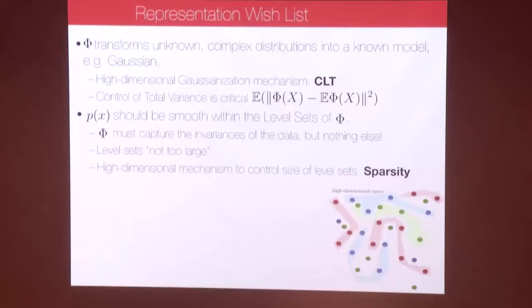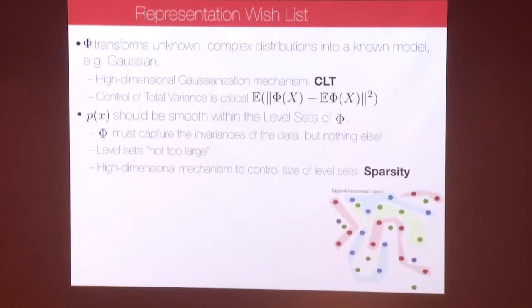In order to ensure that you have this central limit theorem, you have to control the total variance of your representation. You will see that this becomes critical. The other property that this model requires is that the sufficient statistics need to match the smoothness of the density, in the microcanonical ensembles. This model means that if the sufficient statistic doesn't change, the density doesn't change. So I need some form of smoothness with respect to the level sets. In particular, the larger the level sets are, the harder this constraint is going to be.